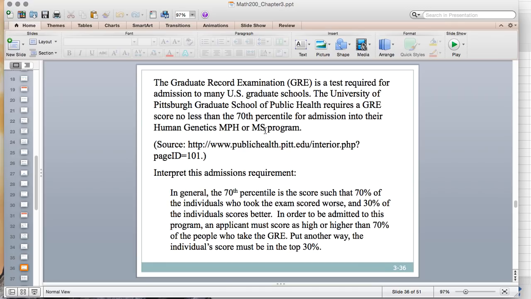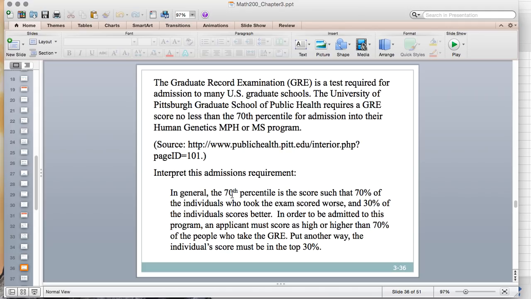It says the GRE is a test that's required for admission to many U.S. graduate schools. The University of Pittsburgh Graduate School of Public Health requires a GRE score that's no less than the 70th percentile for admission. And so we want to actually interpret this.